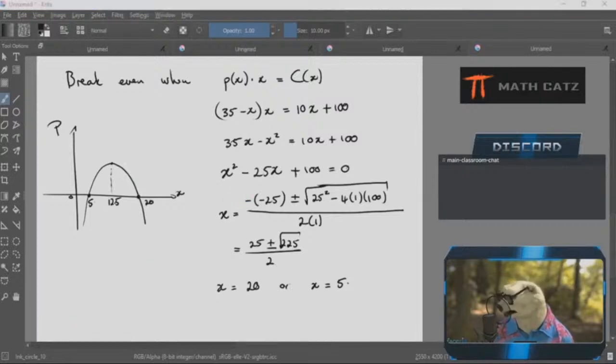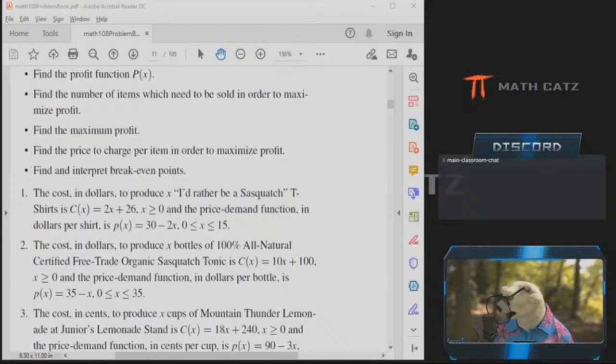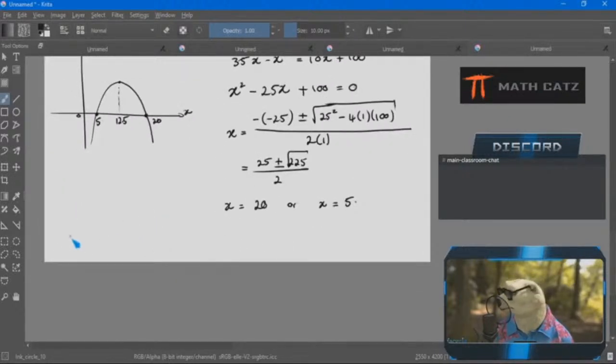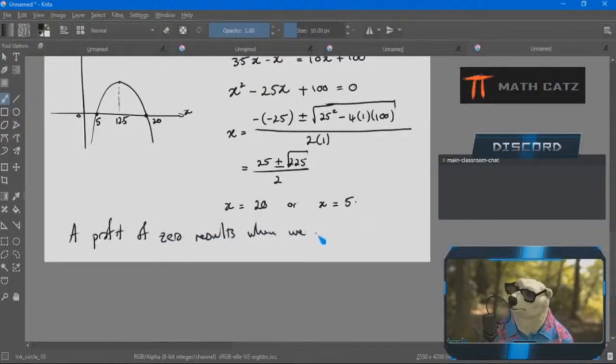So let's just exactly see what they want. Find and interpret the break-even points. Okay. Ooh, just enough space. Let's say like this: a profit of 0 results when we sell 20 or 5 items. There we go. Or a similar sentence. Hopefully you get the idea.